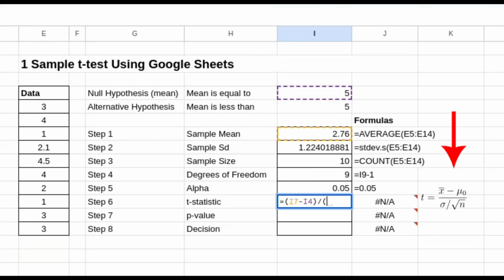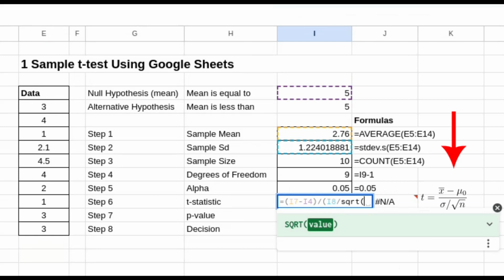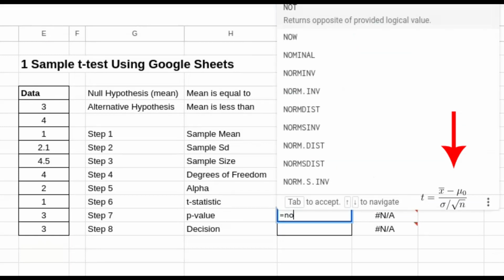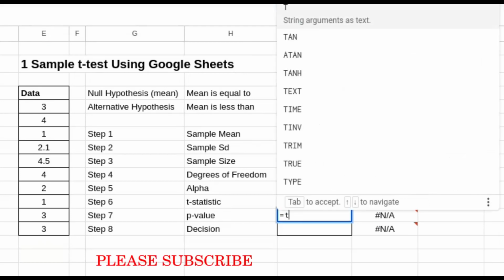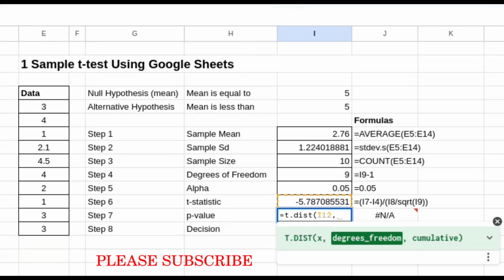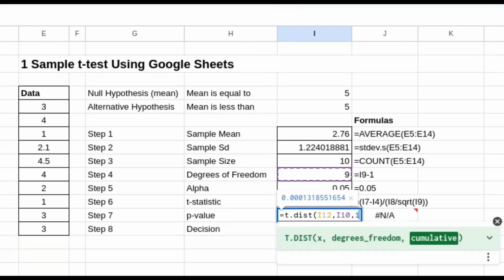Then the t-statistic is calculated by using the formula shown. The p-value is obtained by using the built-in function in Google Sheets. This will enable us to get an accurate p-value.